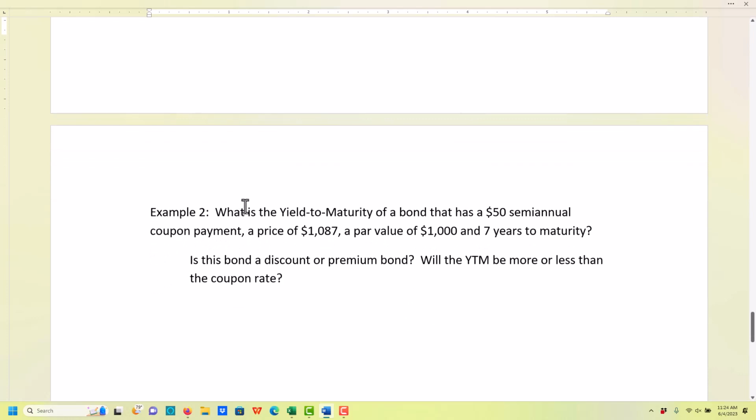Example 2: what is the yield to maturity of a bond that has a $50 semi-annual coupon payment, a price of $1,087, a par value of $1,000, and 7 years to maturity? We're going to do it in Excel, but this is actually a nice one. If you have a calculator that does time value of money, this is a little nicer because it will give you the annual rate. In Excel, we have to adjust the rate we get to make it an annual rate.